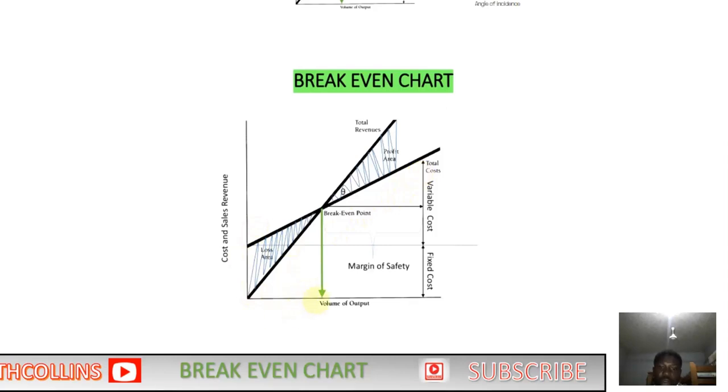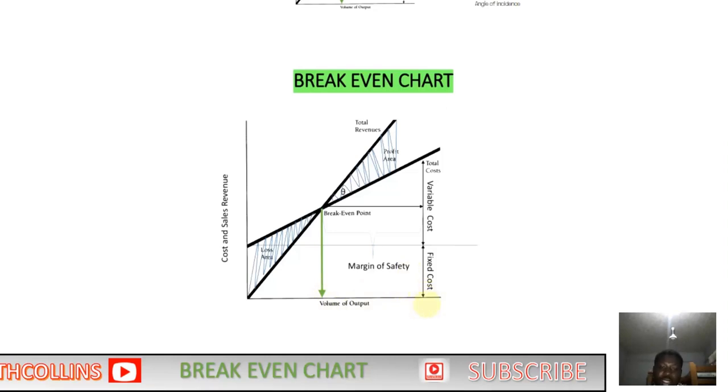So from this, we are going to talk about the margin of safety. After finding the break-even point, we go ahead to find our margin of safety. As I said, if we sell 50, we will break even. If we sell 60, it means we are in the profit region, right? So the margin of safety is from the break-even point to infinity, and it depends on the volume of output. So we break even at 50, and maybe we are producing 110 here. So your margin of safety is between 50 and 110.